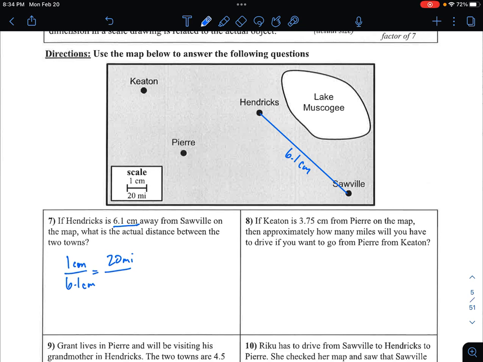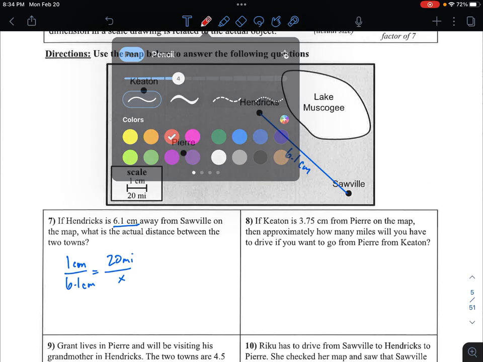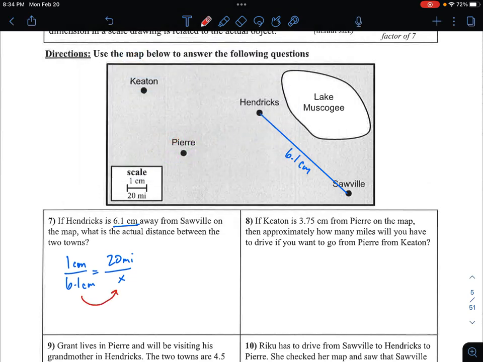What is the actual distance between the two towns? Well, it's going to be something with the mile. So how do I get from 6.1 to my mystery number? Well, how do I get from 1 to 20? Times 20. So I'm going to take 6.1 and I'm going to times it by 20. 6.1 times 20 equals 122. So it is 122 what? It is 122 miles away.